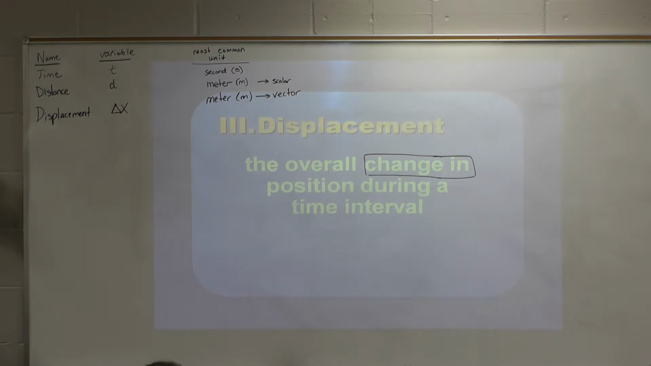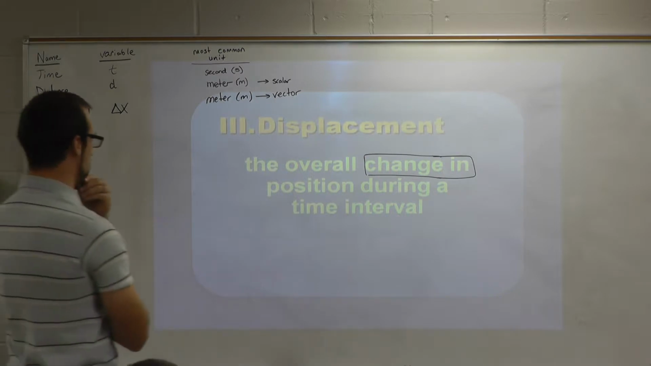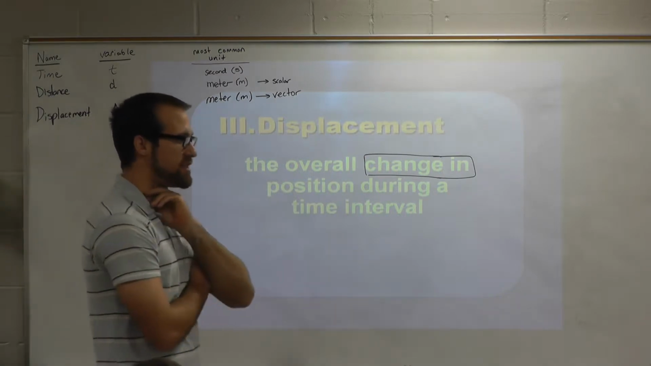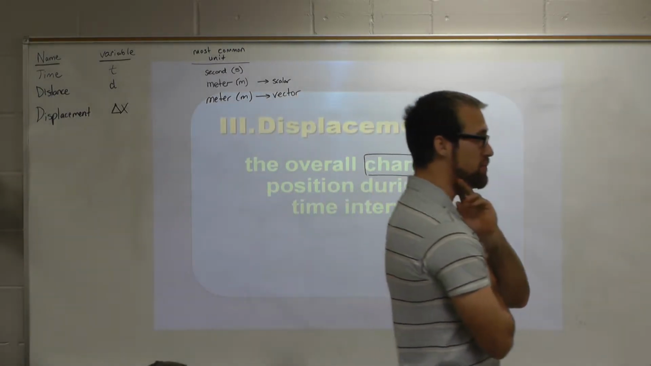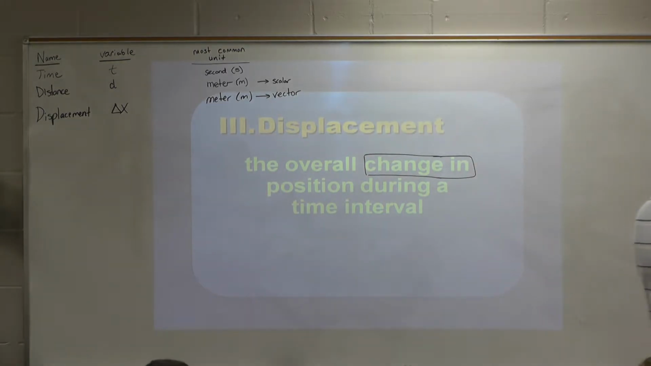So, now I'll explain the main difference in the visual here in a sec. Distance is just how much distance you've traveled, or how much your position has changed over the course of a time period. Displacement is going to be your final position minus your initial position. So distance is your scalar version, displacement is your vector version. So your displacement will have your direction.